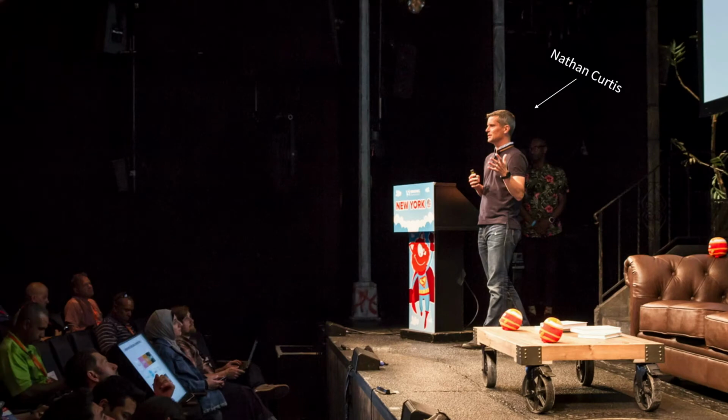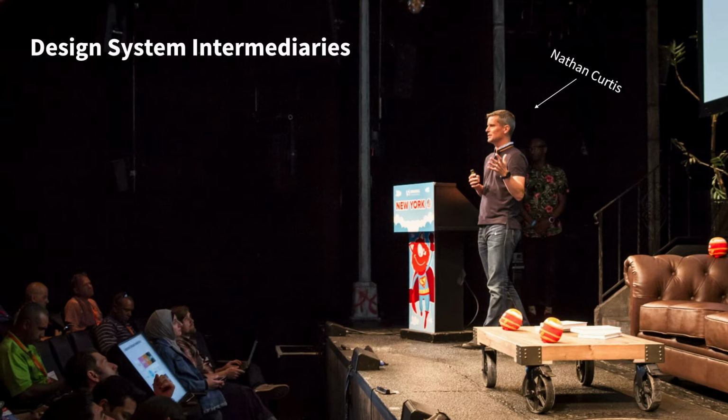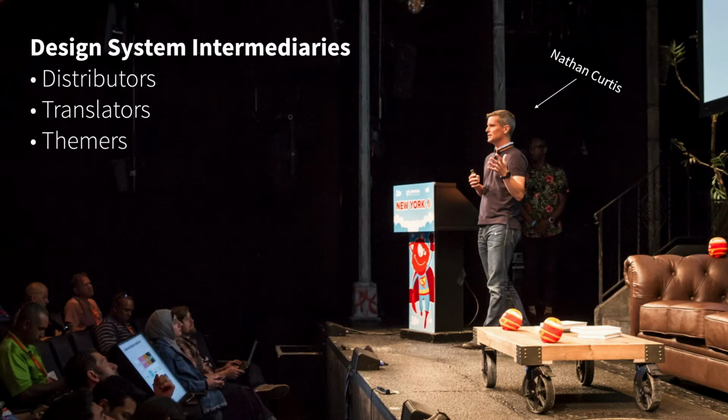I think a lot of this comes back to what Nathan Curtis has written about when he talks about design system intermediaries. So he outlines these 3 intermediaries that sit between your design system creation and the people who want to adopt the design system. So the first are distributors. These are people who work on the platform, sort of like design ops people who make sure that the dependencies that are necessary for the design system are on people's laptops and distributed as necessary. Then there are translators. These are people who take the design system and convert it into their tool or framework of choice. Then there are themers. Themers want to take the design system and translate it into their brand or sub-brand.